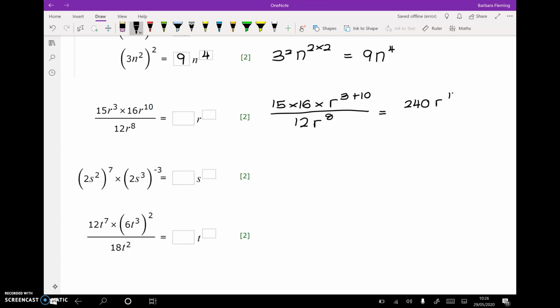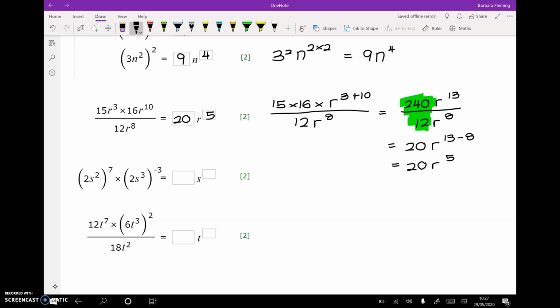R to the power of 13 divided by 12 r to the power of 8. Then we can do our division here. So 240 divided by 12. Well, 12 goes into 24 2 times, and then you've got your 0. So that goes in 20 times. 20. R to the power of 13, take away 8. And that will leave you with 20, 13, take away 8 is 5. So 20r to the power of 5.